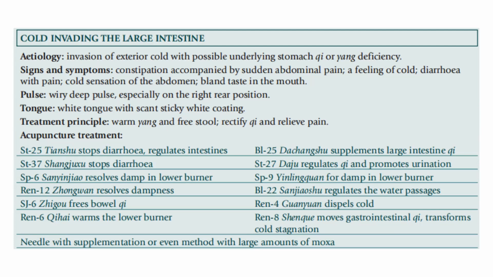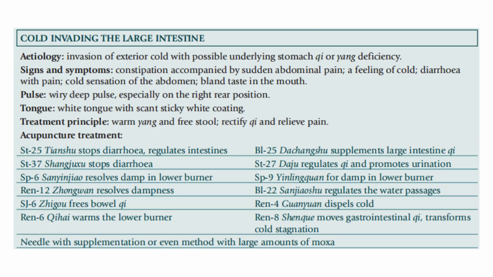Acupuncture treatment. Stomach 25 will stop the diarrhea, regulate intestines. Stomach 35 will stop the diarrhea. Spleen 6 resolves damp in the lower burner. REN 12 resolves dampness. Sanjiao 6 frees the bowel qi. REN 6 warms the lower burner. Bladder 25 supplements the large intestine qi.